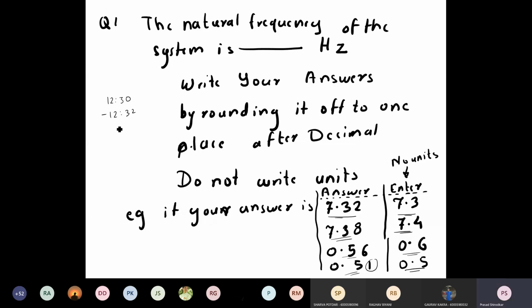All right, you have only 2 minutes, this is not a big deal. Make sure you write the answer in the units given, so read the question carefully. Do not enter units when you are entering the answer. I am giving this instruction repeatedly, but still some students are not following it. You just have to enter the answer by rounding it off to the first decimal place.